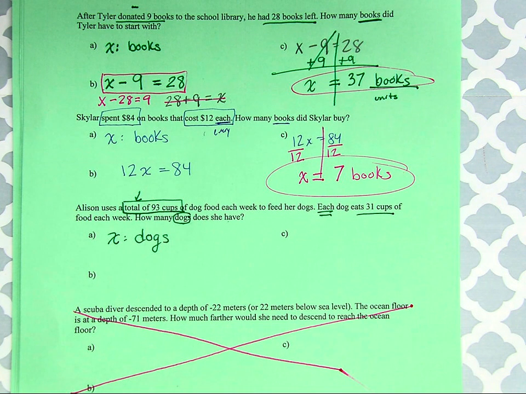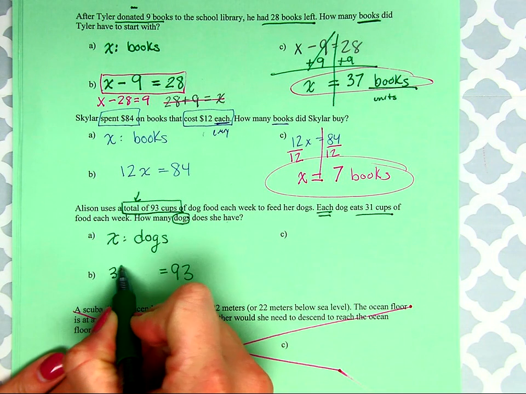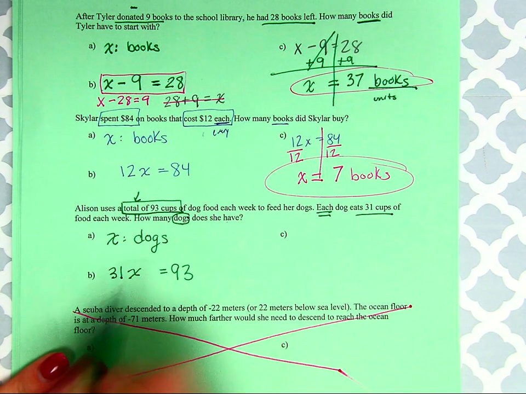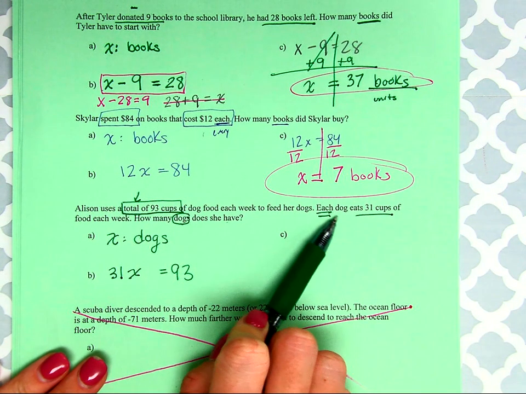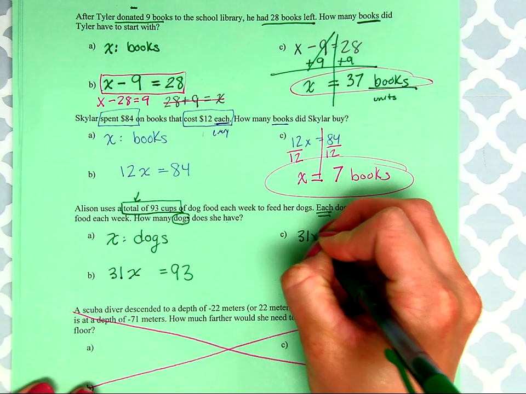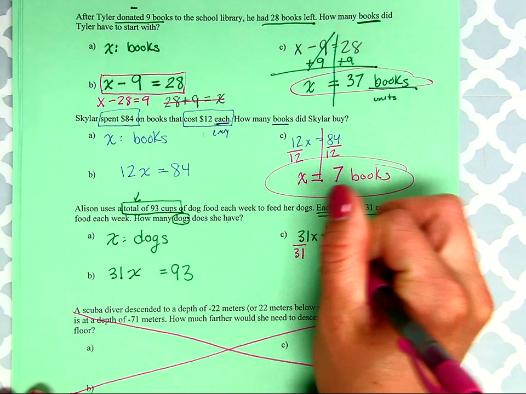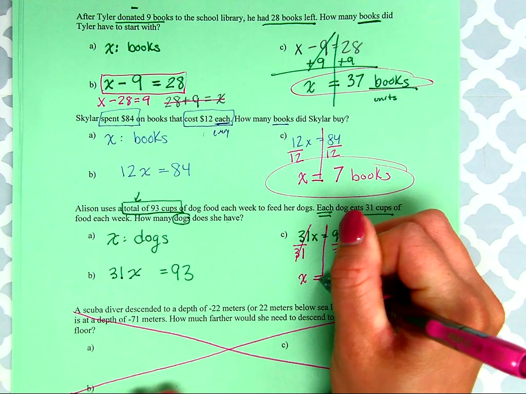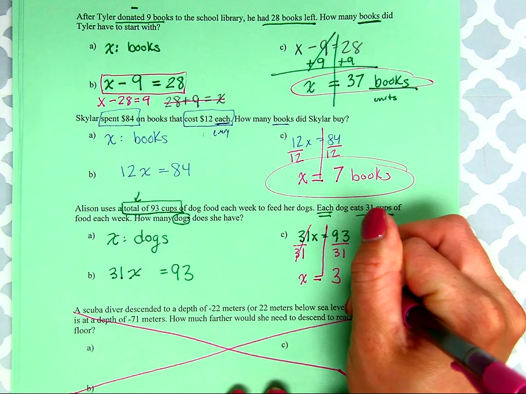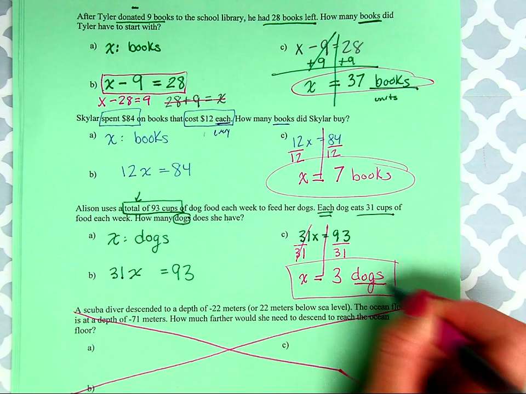Okay. So, total of 93 cups of dog food. 31 cups for each dog. So that word each, again, we saw in our last problem, means multiplication. So 31x is equal to 93. So when I solve that, we're going to divide by 31. 31 can go into 93 3 times. So she has 3 dogs.